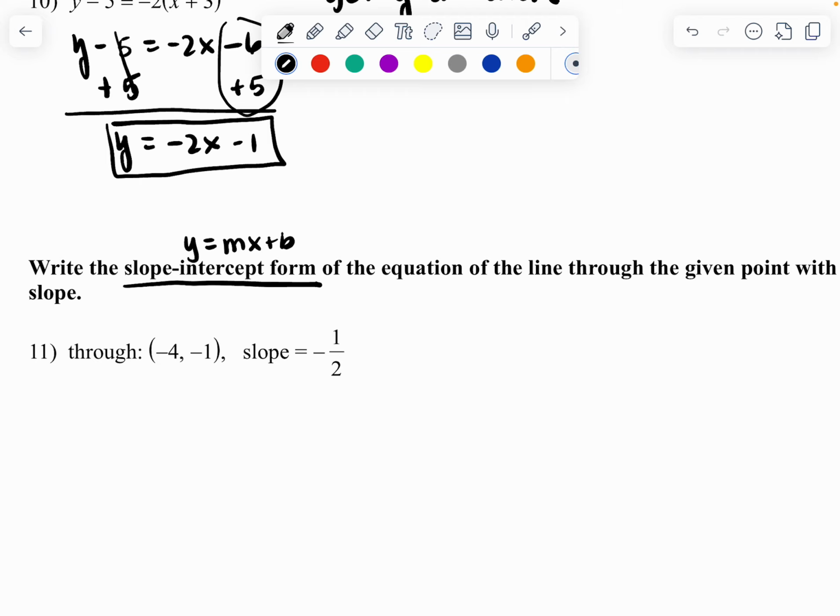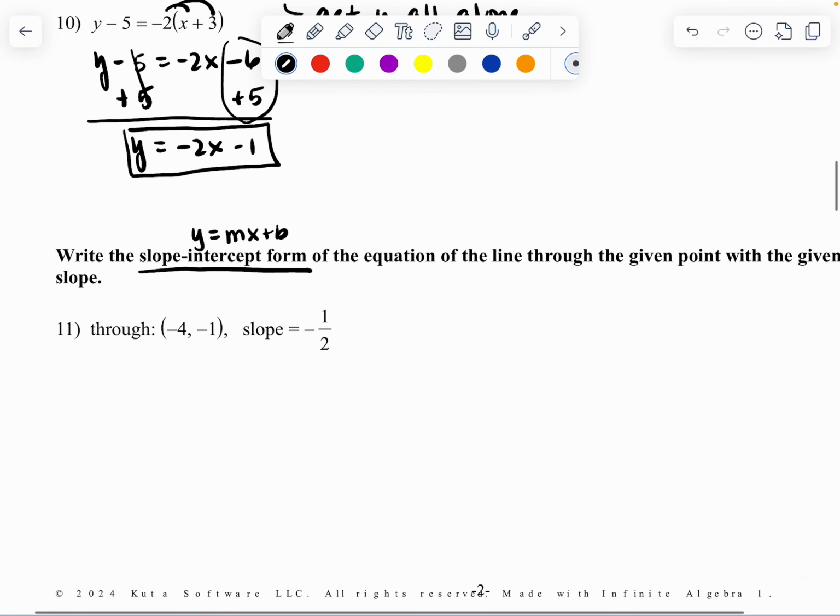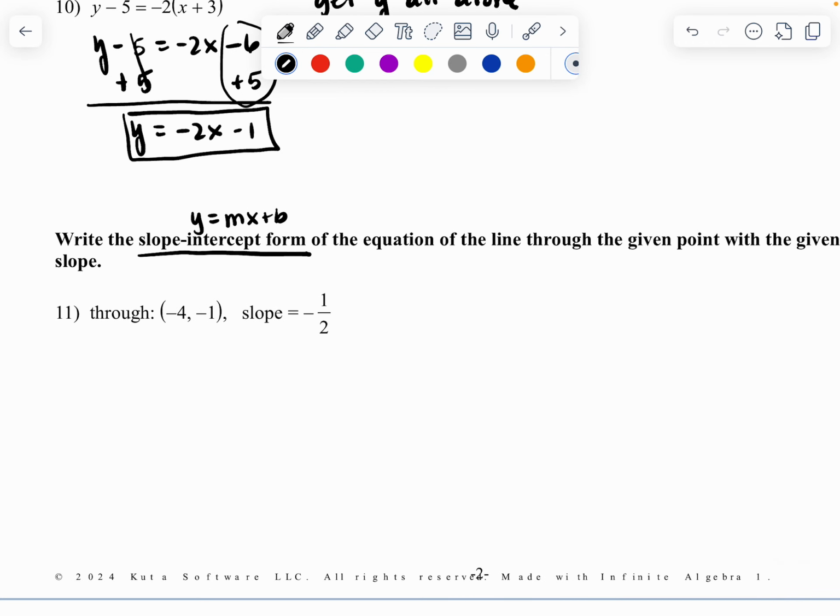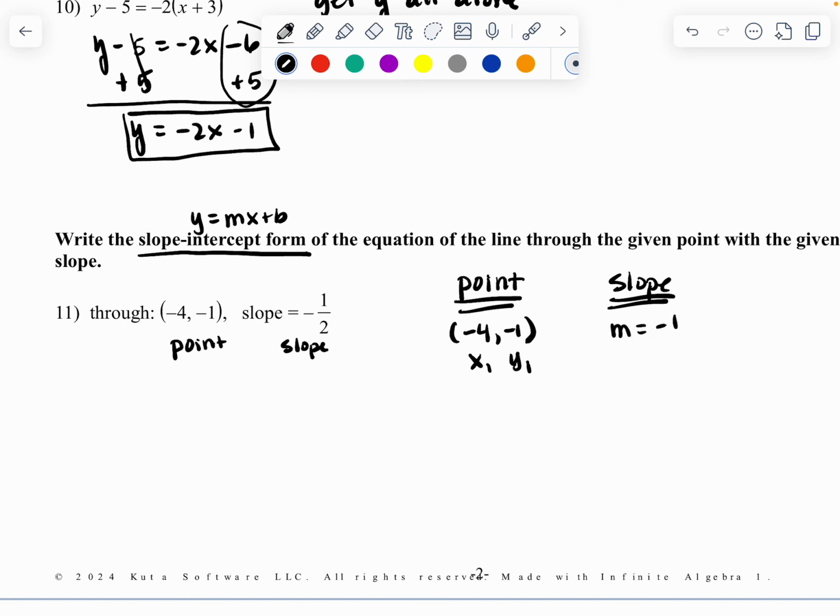Okay, of the equation of the line through the given point with the given slope. Okay, now you guys look, ask yourself what they gave you. They gave you a point and they gave you a slope. Now this is how I teach it when I teach calculus. I always go point and I go slope. Those are the 2 things that I have to have, okay, so no question. I have to have a point and a slope to write the equation of a line. Now, the point that they gave me was -4, -1. This will be my x1, y1. And the slope that they gave me, that's going to be my m, is -1/2.